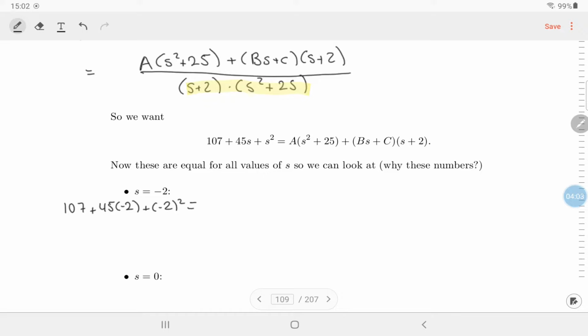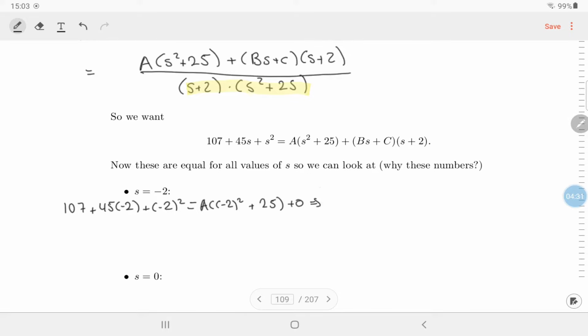There, a times s squared, and we need the brackets there, because if you put in minus 2 squared plus 25 without them, you'll end up with 21. Of course, minus 2 squared is plus 4, so you end up with 29, so that's why we have the brackets there. Plus 25, and now we've something that's times 0, because when you substitute in s equal to minus 2 into s plus 2, you get 0, so that's just plus 0.